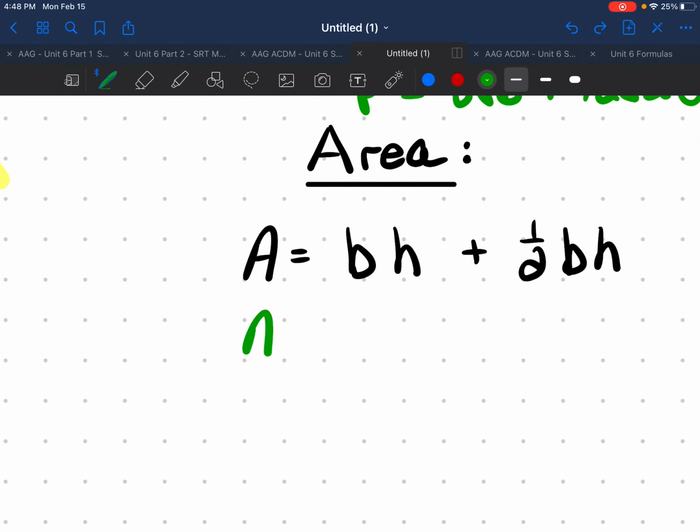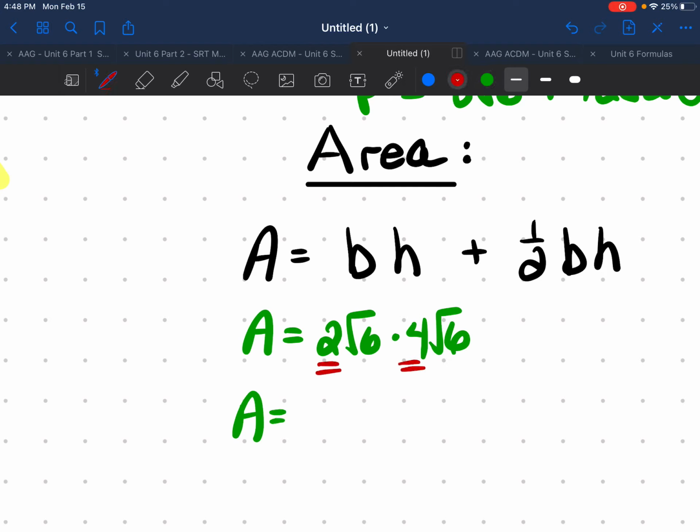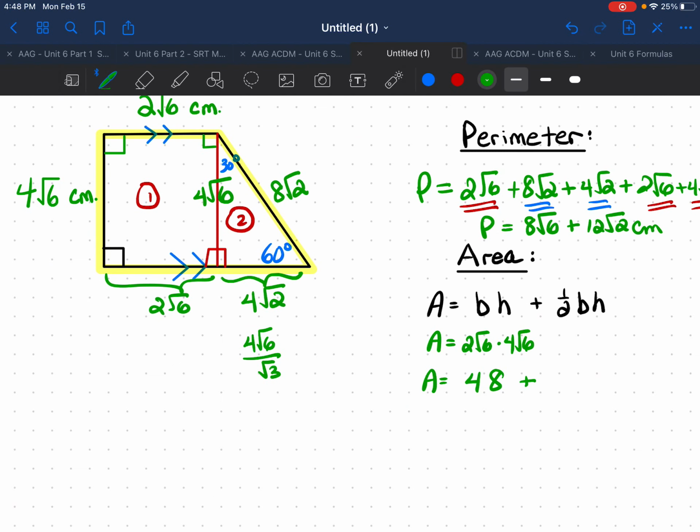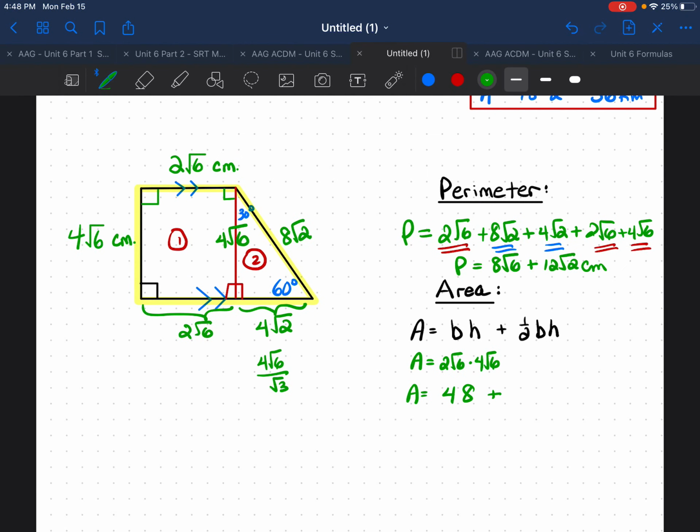So let's go ahead and say area equals 2 radical 6 times 4 radical 6. I'm going to keep going with this one. Let's see. So that's going to be what? 2 times 4 is 8. And radical 6 times radical 6 is just 6. So that's going to be, what's that? 8 times 6, or 48. So we actually get a nice whole number here for the area of just the rectangle, okay? But we're not finished, right? We still have to find the area of the triangle.